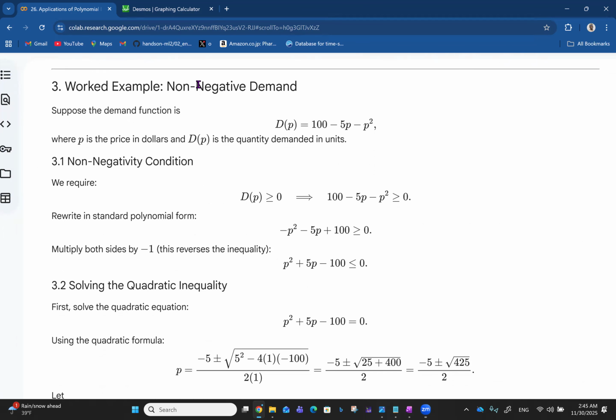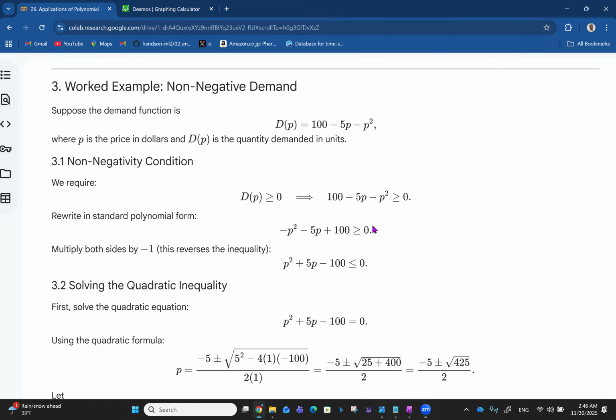So we have a worked example here: non-negative demand. Suppose the demand function is D of P equals 100 minus 5P minus P squared, where P is the price in dollars, and D of P is the quantity demanded in units. Okay, so we have the non-negativity condition. We require that D of P is greater than or equal to 0, which implies that 100 minus 5P minus P squared is greater than or equal to 0.